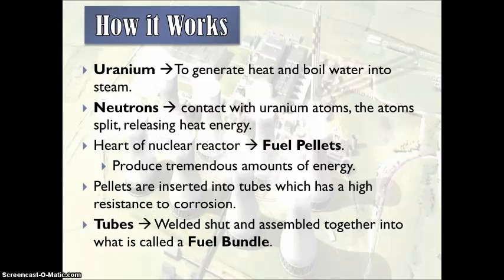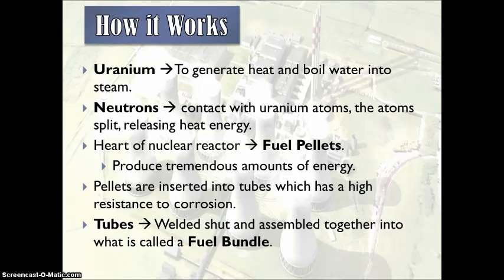Nuclear power plants use uranium to generate heat and boil water into steam. When neutrons make contact with uranium atoms, the atoms split, releasing heat energy. At the heart of a nuclear reactor, there are fuel pellets. They produce tremendous amounts of energy.